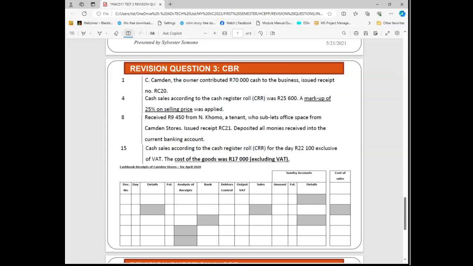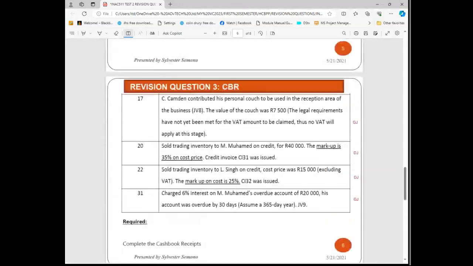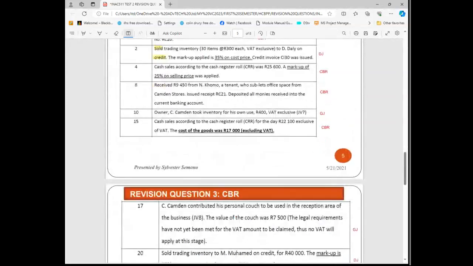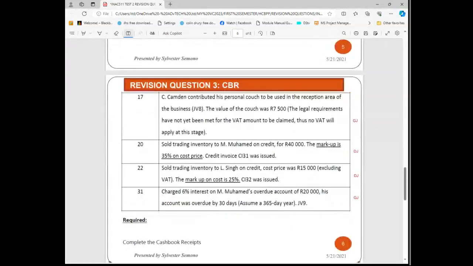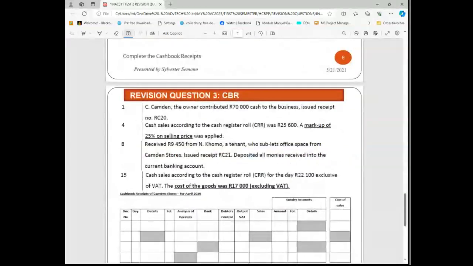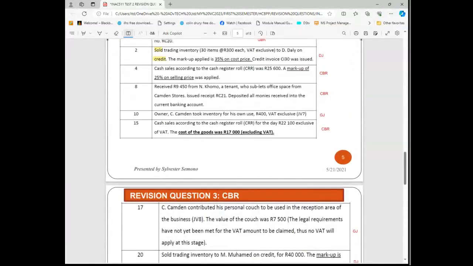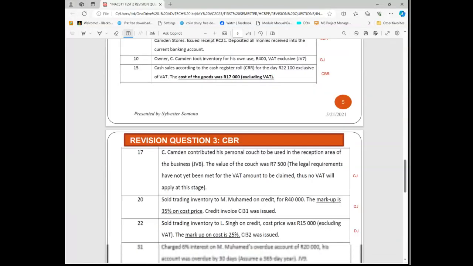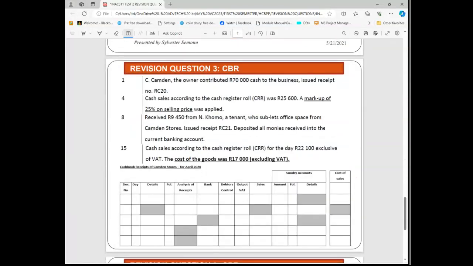Now, don't worry about this information. I just took it here because I didn't want to go up there and scroll too much. It's the same information as this one, as you can see. I only took the transactions where we said CBR, you can go and check them. So I only took this one, 4, 8, and 50. I put it here so that I can see it on the same window.